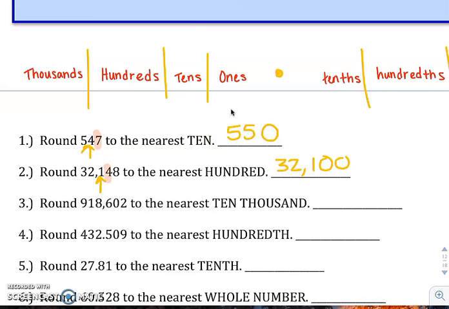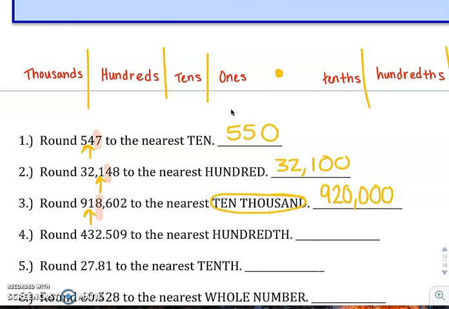So round 918,602 to the nearest 10,000. So 10,000 would be right after the thousands. So that's going to be right here, 10,000. So looking at that, the 8 is going to round that up to a 2. So we're going to have 920,000. Everything else becomes zeros. We're rounding whatever value we're asked to round to. Everything after it becomes zeros.